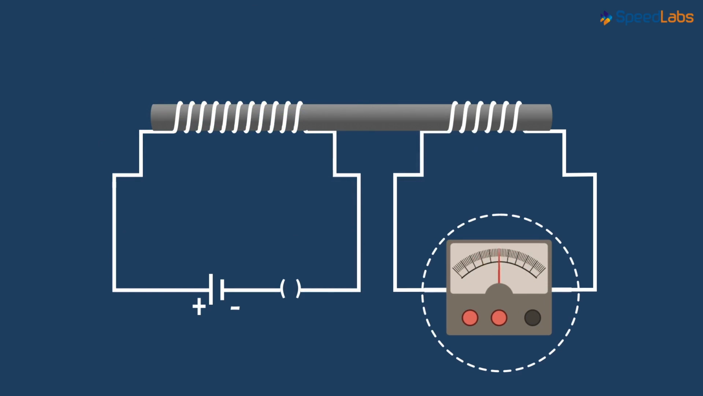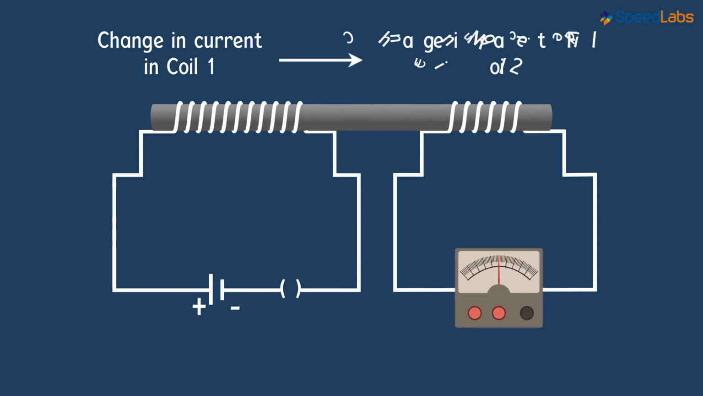In both cases, there was change in current flowing through the coil, which means that the magnetic lines of force around coil 2 also change in both cases. And that's why we see the deflection in both the cases.